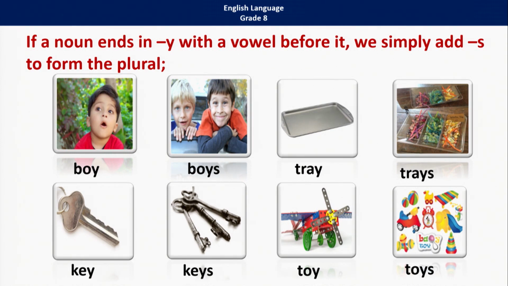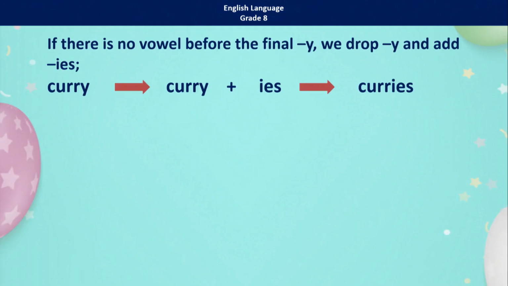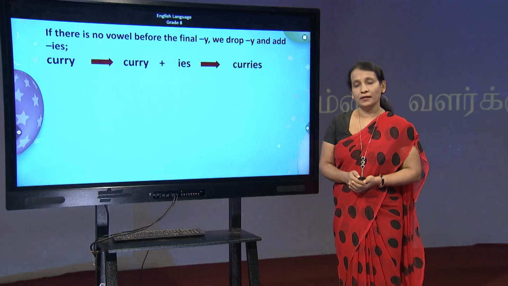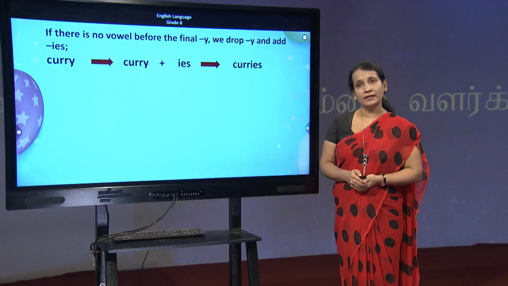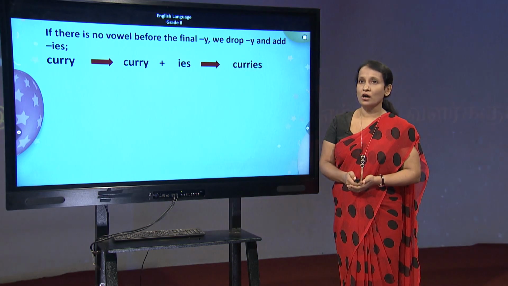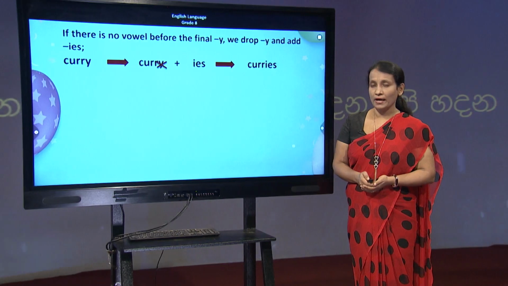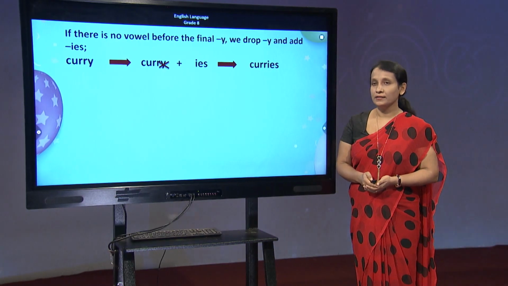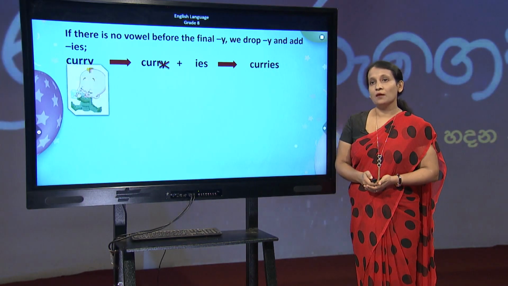Fine, children. Now, we learnt many rules. We will move to our next one as well. If there is no vowel before the final Y, what do we do? We drop Y and add IES. I have taken an example for that. Curry, the last letter is Y, right? We have to cut off Y there. We cut off Y and then we add IES. It becomes curries.